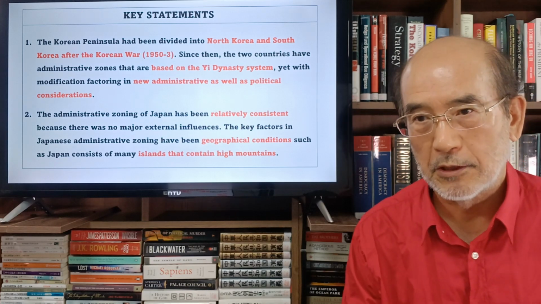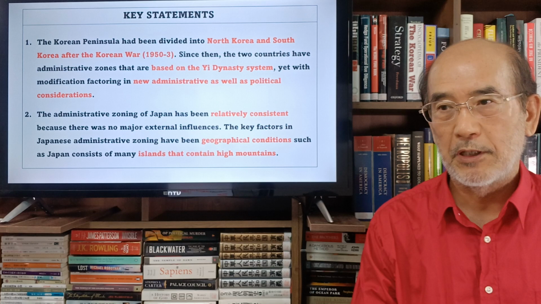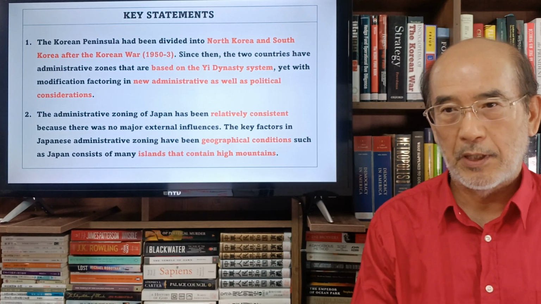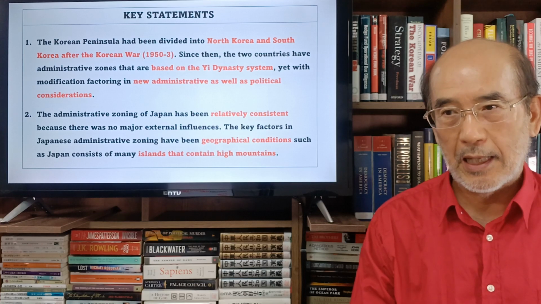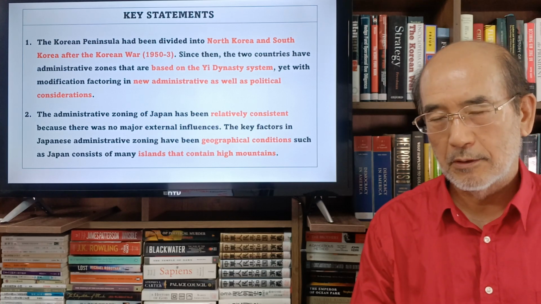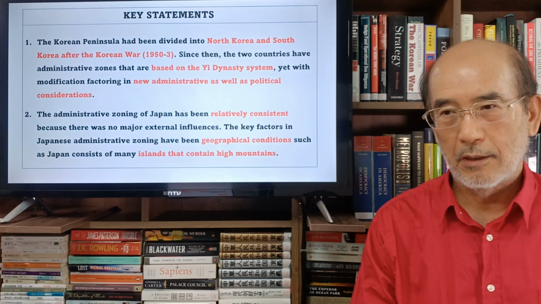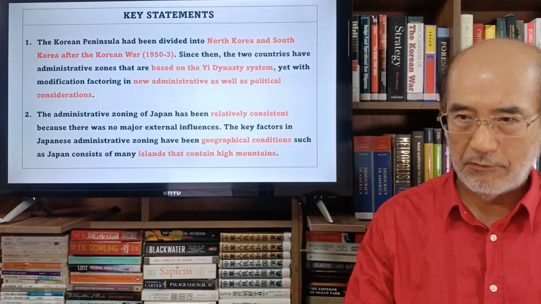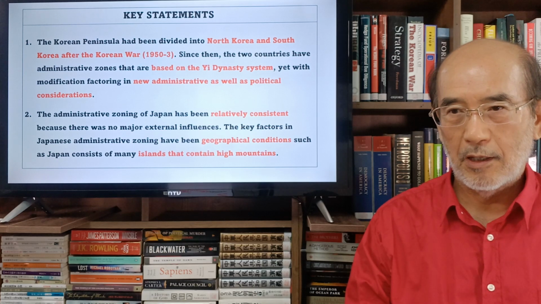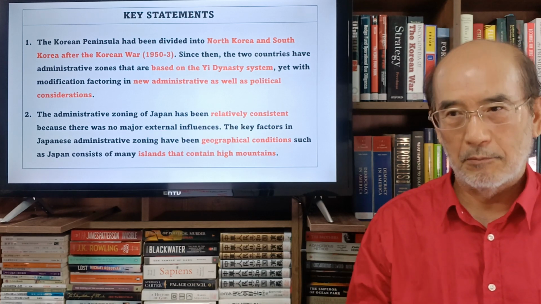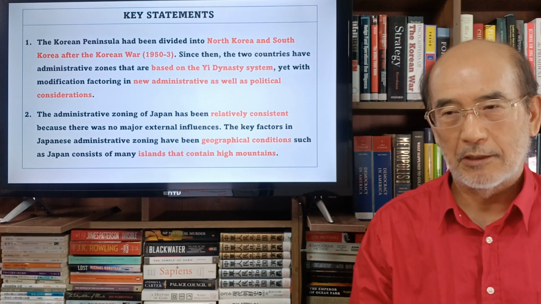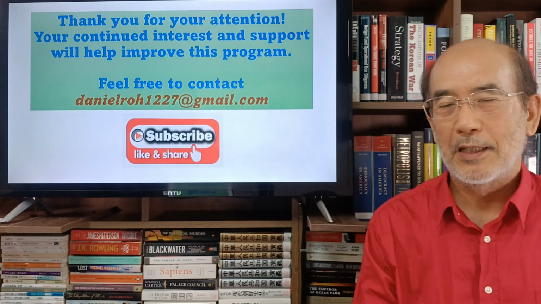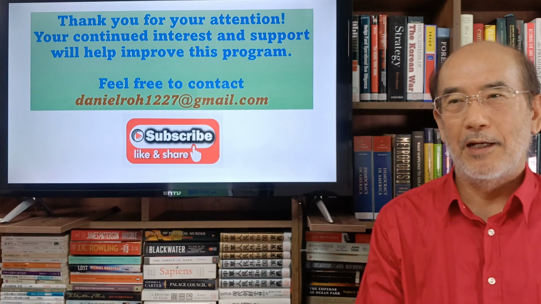The key factors in Japanese administrative zoning have been geographical, not political, conditions. Japan consists of many islands that contain high mountains. So very naturally, Japanese administrative zones have been divided and named just by mountains and seas and natural conditions. Okay. Well, this is it for today.